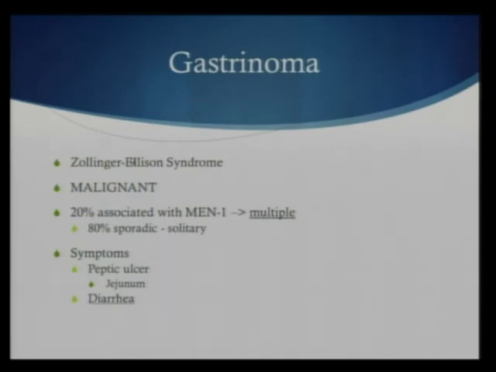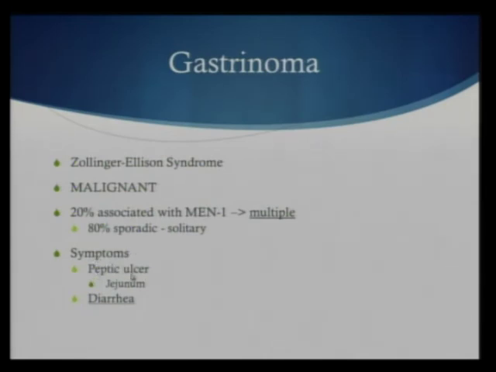Next is the gastrinoma. There's Zollinger-Ellison syndrome. Important thing in contradistinction to insulinomas, these are malignant for the most part. 20% are associated with MEN. And if there is MEN, then usually you'll find multiple lesions, but majority are still sporadic. And if they're sporadic, then usually they'll be solitary. But the majority of them will still be malignant. And that's distinct to the insulinomas, which are benign for the most part.